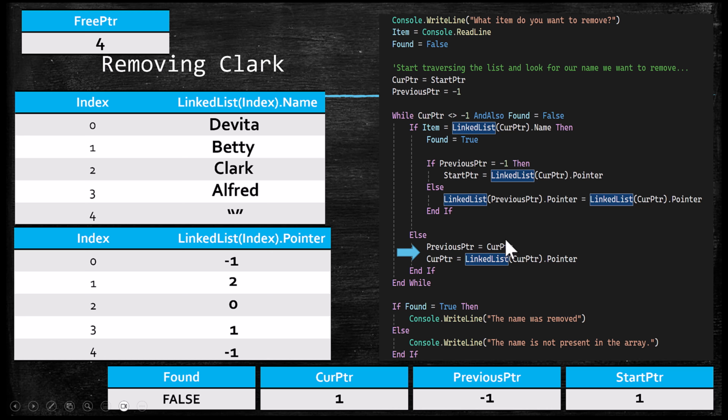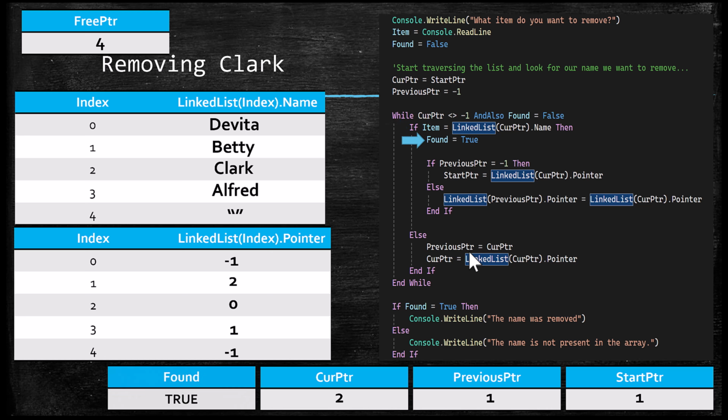I'm going to take my current pointer and put it in my previous pointer. Well, my current pointer is 1, so I'm going to get rid of that -1 and put that in my previous pointer. And then I need to update my current pointer with the linked list current pointer, and my current pointer of 1, Betty's pointer, is 2. That allows me to move on to the next item, which is Clark. So this else statement allows us to move on to the next item in the list. We start back over at that while loop. Both conditions are met. So then I check to see if Clark is equal to Clark. That checks out.